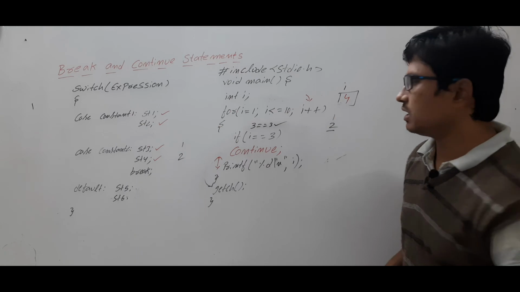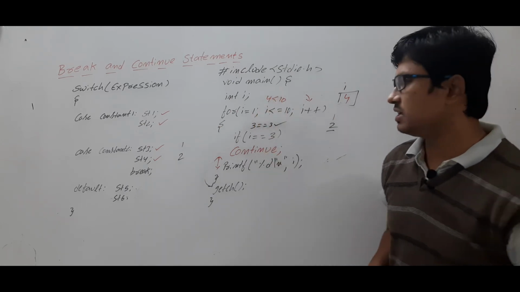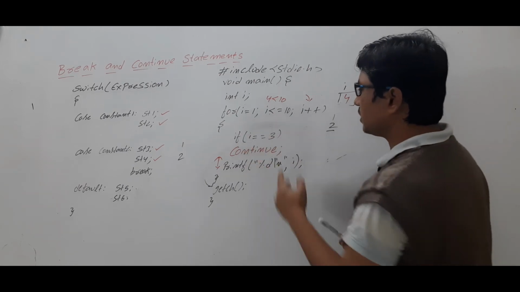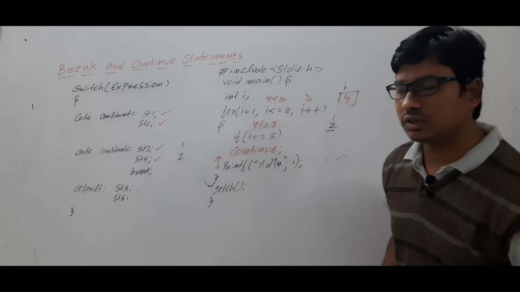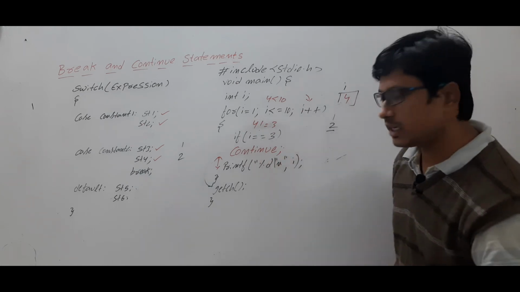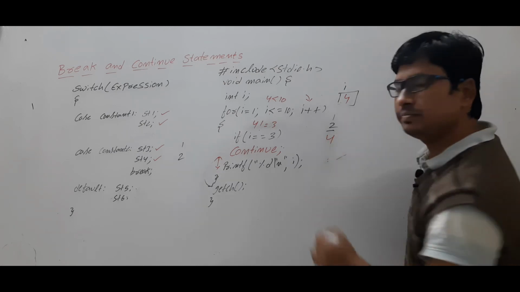Are you able to understand? Now you look at the condition. 4 is less than 10. Yes, 4 is less than 10. Now look at this one. I value is 4. Whether 4 is equal to 3? No, 4 is not equal to 3. So this continue will not be executed. Directly it will print the I value, which is 4.